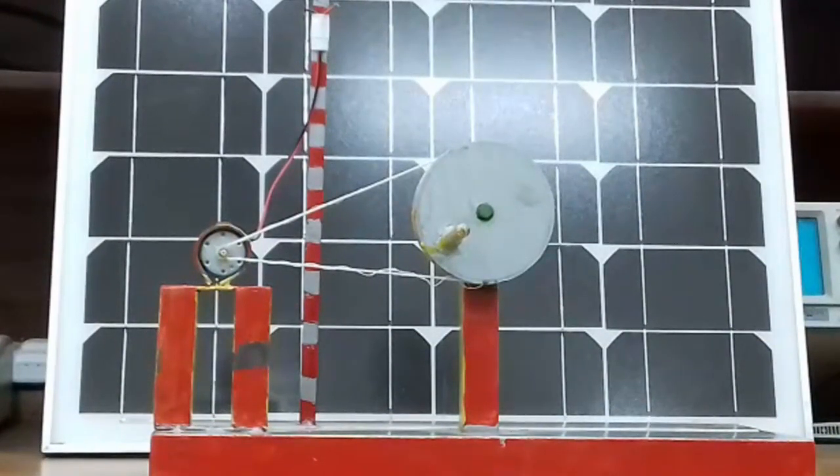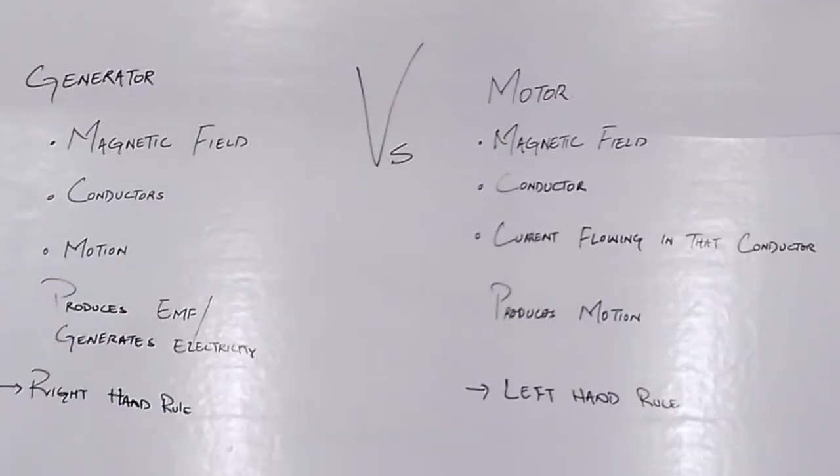So how does a generator work and how does a motor work? First we have to define these things. See how a generator works, on that principle we define, and then we will convert a generator into a motor. So first we will discuss what the basic difference between a generator and a motor is.